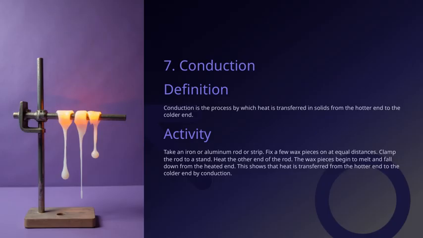The heat travels from the hot end to the cold end, causing the wax to melt as it reaches each point. This activity helps us see that conduction is all about heat moving through a solid material, without the material itself moving. It's an important concept because it explains how heat spreads in many everyday objects and materials. Understanding conduction is key to grasping how thermal energy moves within solids, which ties into the overall theme of heat transfer methods.